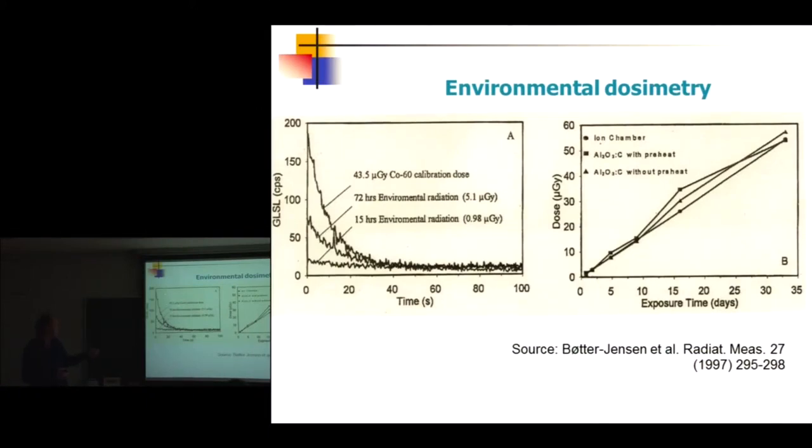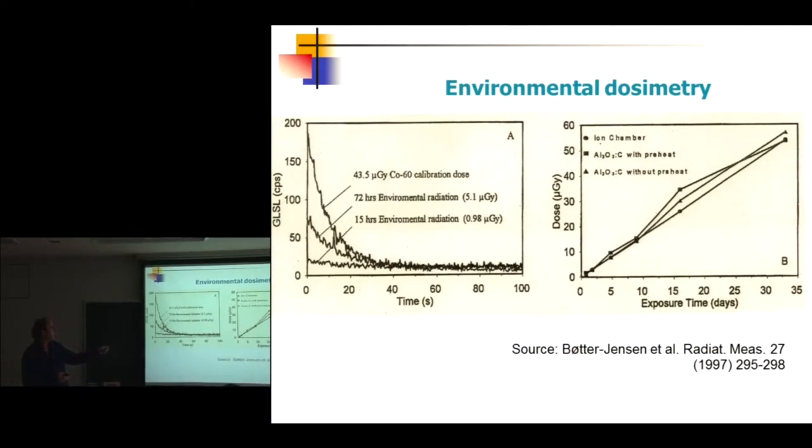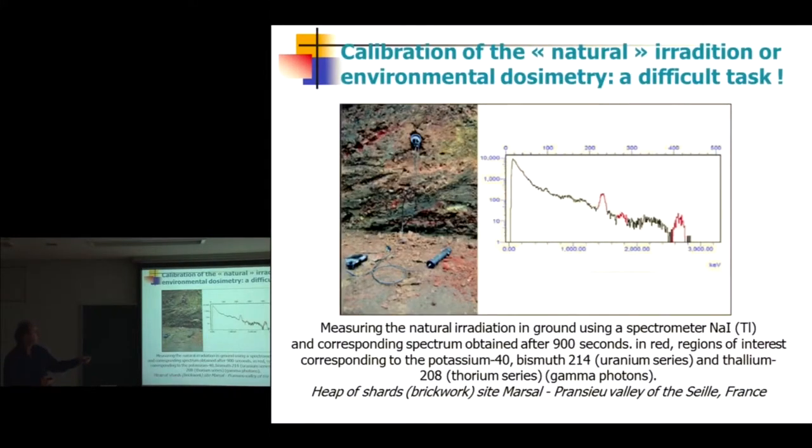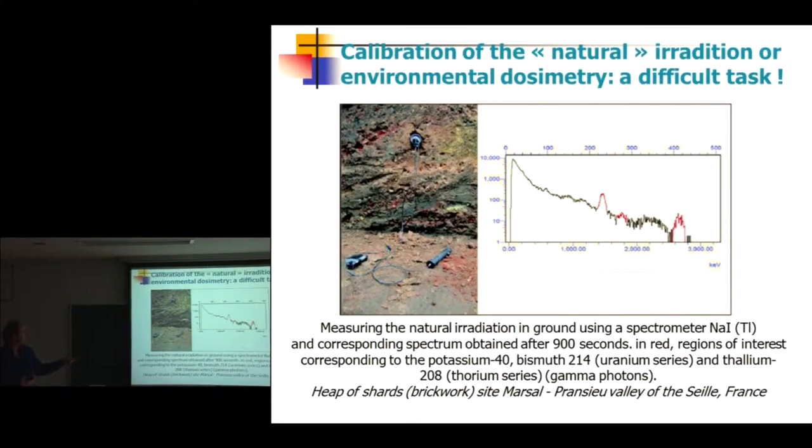So you measure. Another example of natural irradiation. For instance, you can simulate 72 hours of environmental radiation here, and 15 hours. And this is a calibration dose, for instance, corresponding to this 43 microgray of irradiation. So you can do some kind of artificial irradiation like that, to approximately know what the environmental irradiation was. In the lab, you can try to simulate the radiation coming from the exact field.